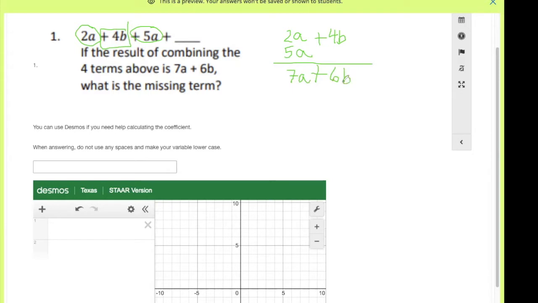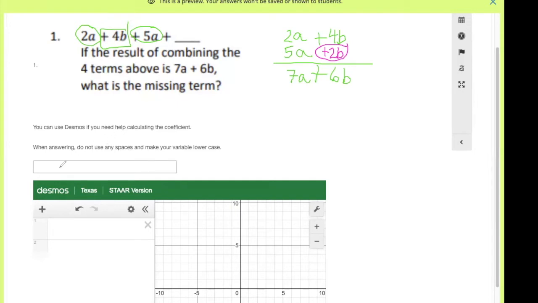Looking at this question, if I have a 2a and a 5a, and I type that into my calculator, I would get 7a. So my a's are good. I just need to figure out what I can fill in that blank with in order to get a 6b. So what do I need to have right here to get a 6b? I know that 4 plus 2 is going to give me 6b. So 4b plus 2b gives me 6b.